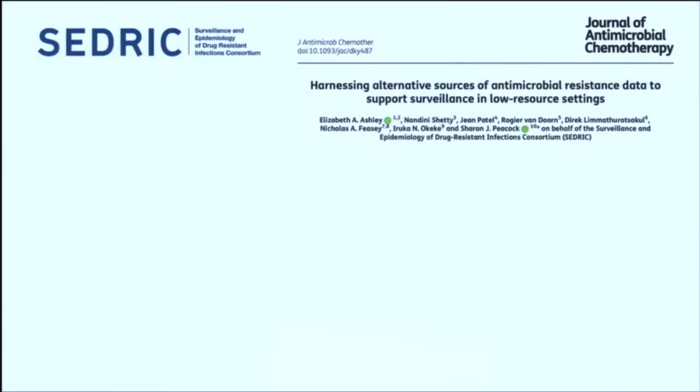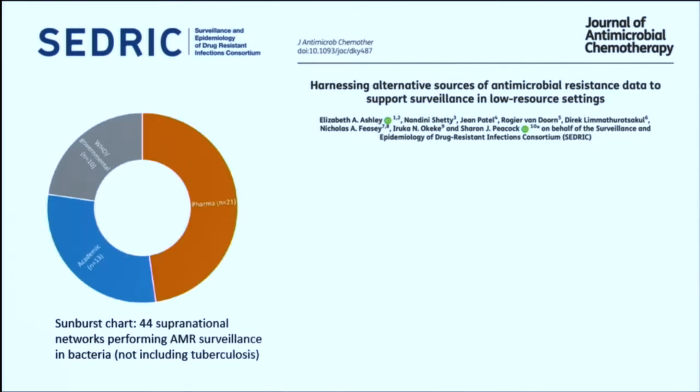Liz actually helped us think through, as part of a piece of work conducted by SEDRIC, which stands for Surveillance and Epidemiology of Drug-Resistant Infections Consortium, which is supported by Wellcome, how we might harness the sources of antimicrobial resistance data to support surveillance in low-resource settings. We took her previous review and looked at where these networks actually sat. In the sunburst chart, you'll see of 44 supranational networks, 21 were in pharma and 13 were in academia. That does not include tuberculosis, by the way, that's non-tuberculosis bacteria.